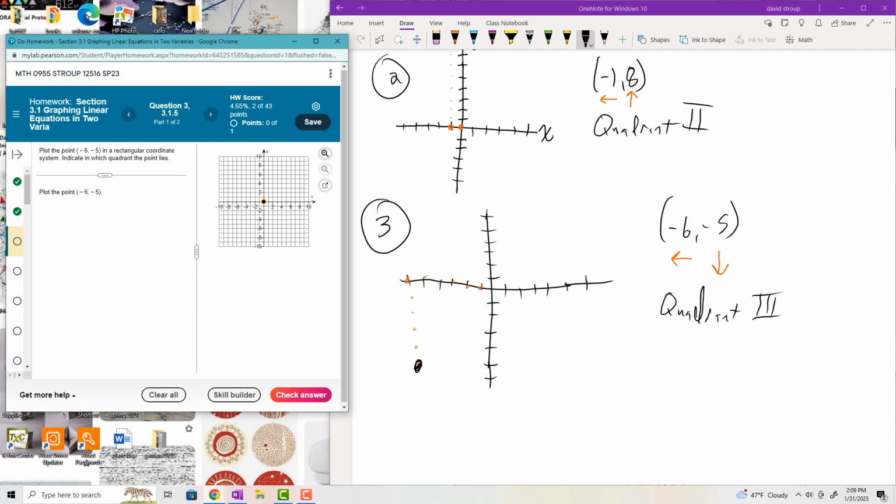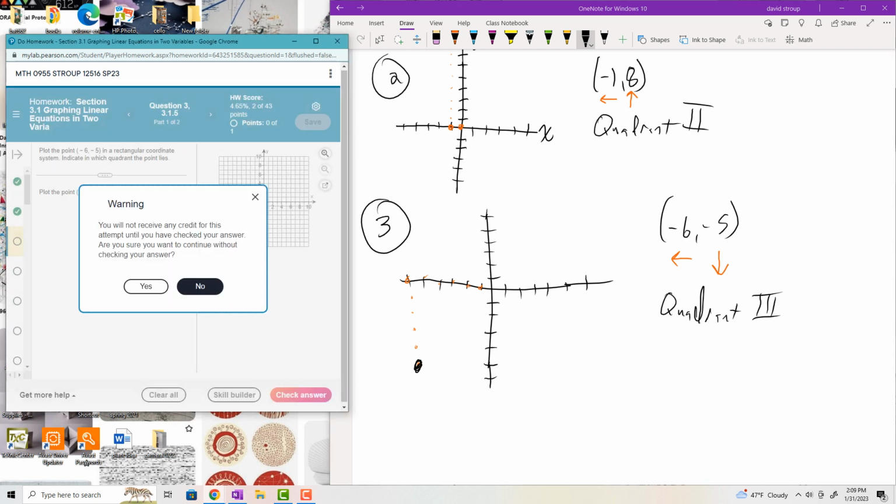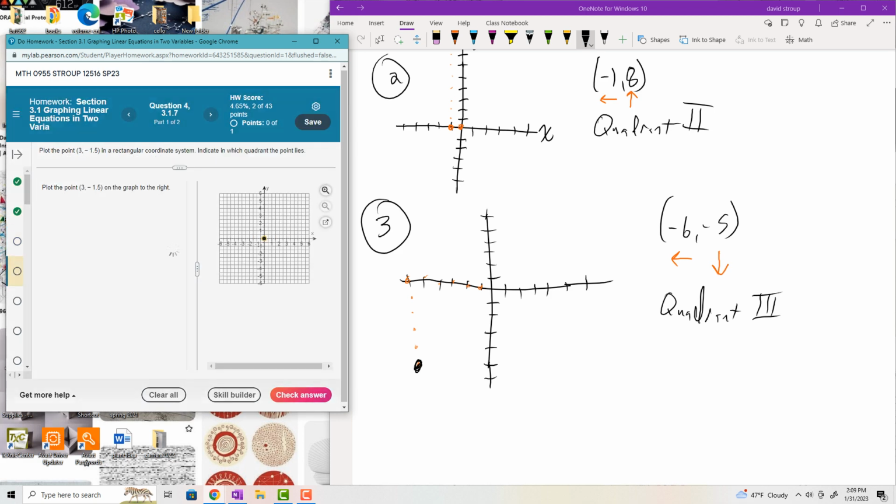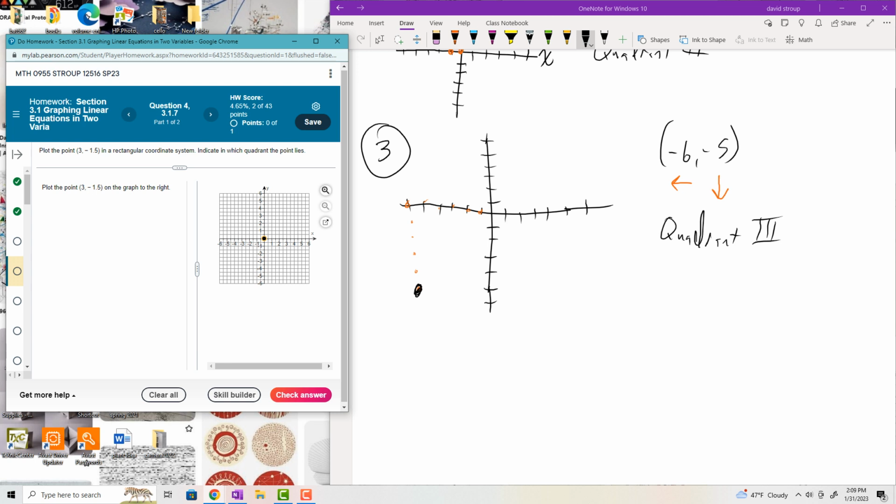Okay, so great. Let's just go on to the next one. So this is one where you kind of have to graph in between the tick marks with 3, -1.5. So problem 4 here.